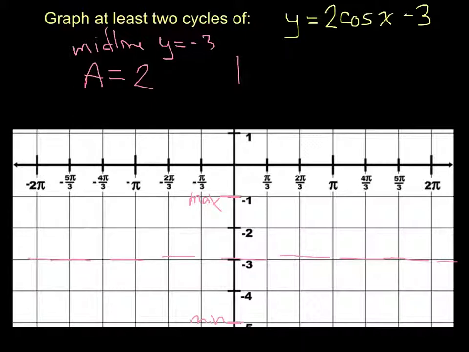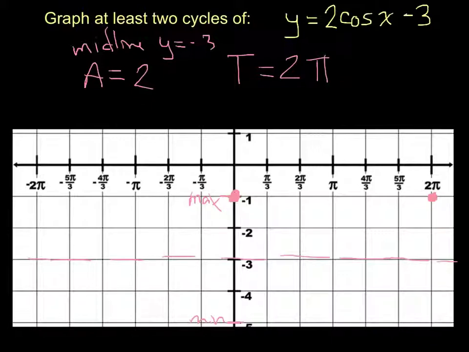Now I need to look at the period. Again, there's no b term, so it's just going to be 2 pi, because I'm dealing in radians. So it's going to end after 2 pi radians. So now, where do I start? Well, it's cosine. So I'm going to start at the max or the min, and since it's positive, I'm going to start at the max. So my first point is at the max, which means my last point is also at the max.